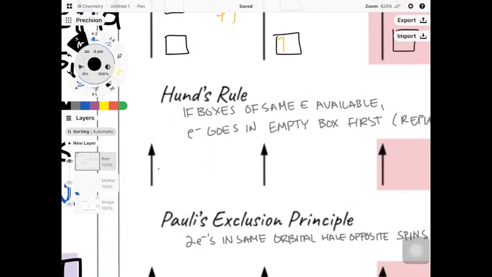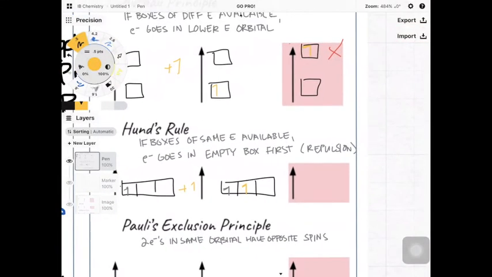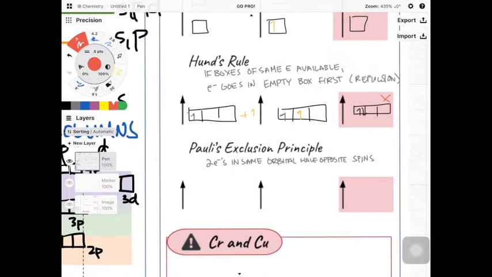Hund's rule says that if we have boxes of the same energy, so let's pretend we're talking about Py, Px, and Pz, those guys are all the same energy. Hund's rule says that if we have an electron and we want to add another electron to the same energy level, we want to make sure that it goes in an empty box first before they start pairing up. This is because electrons are negative and they don't like being around each other unless they have to.